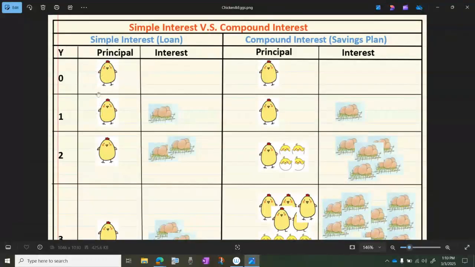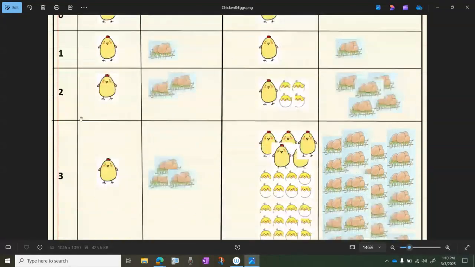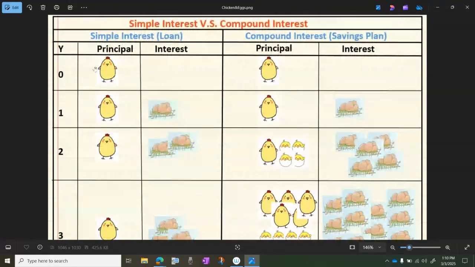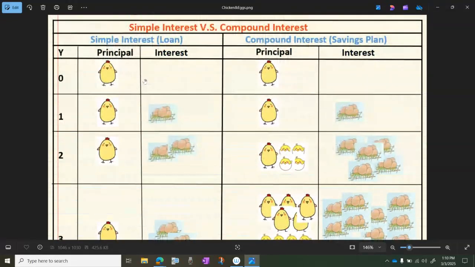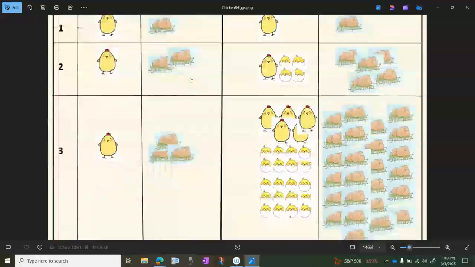In the case of simple interest, your principal stays the same. Your principal does not change. You have 1 chicken in the very beginning. You have 1 chicken the entire time. You never have more than just 1 chicken. All right. And your interest, you have the same amount of interest every year. So simple interest is very easy to compute.